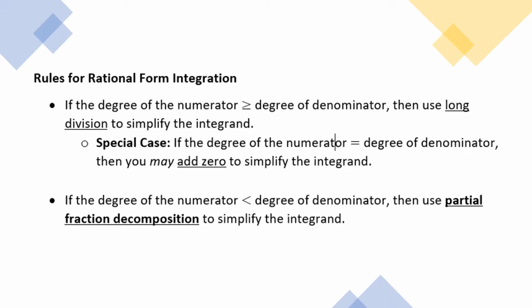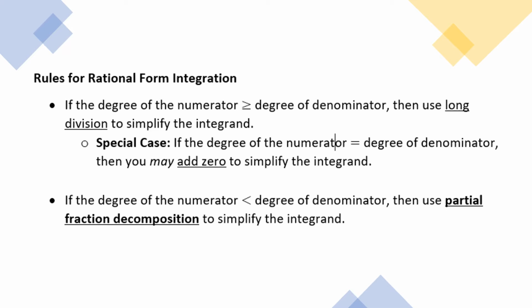All right, so we just need to remember some of our rules, again, from last semester for our rational form of integration. If the degree of your numerator is greater than the degree of the denominator, we want to use long division before we integrate. If the degree of the numerator is equal to the degree of the denominator, you can use long division, or you may be able to add quote-unquote 0 to simplify the integrand.